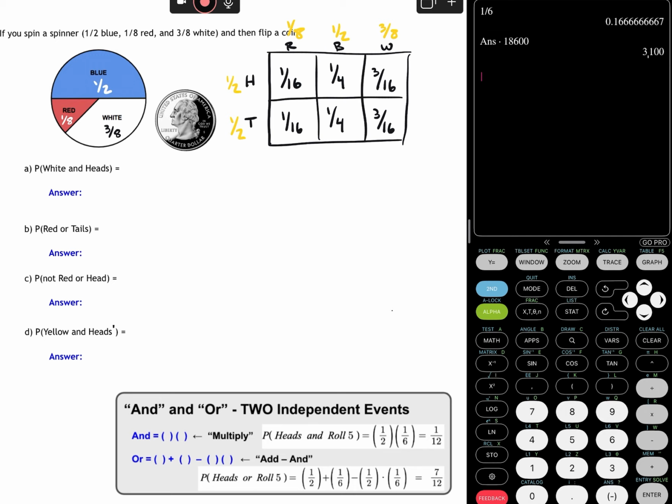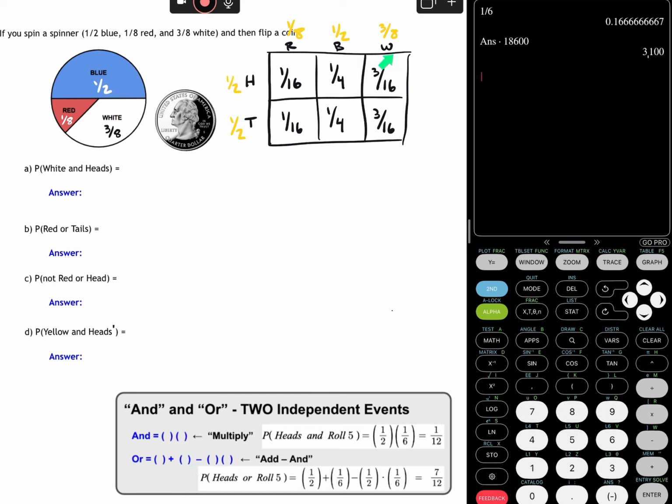And so when you have independent events, and both outcomes are going to occur, that is going to be a multiplication. If it's an or, that means either one could occur and that's going to count. That would be where you add those probabilities, but then you have to subtract the and.